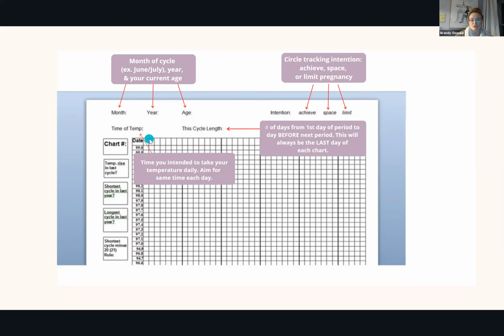The time of your temperature, so the time you intend on taking your temperature. And then the cycle length. You will fill this out at the end of your cycle. This is the number of days from the first day of your chart, from your first day of the period, to the day before your next period. So for example, a cycle length is from day 1 of your period all the way through your cycle. When your period starts, that is not the last day of your cycle. That's the first day of your next one. The last day of that cycle is the day before you started bleeding. Common misconception.